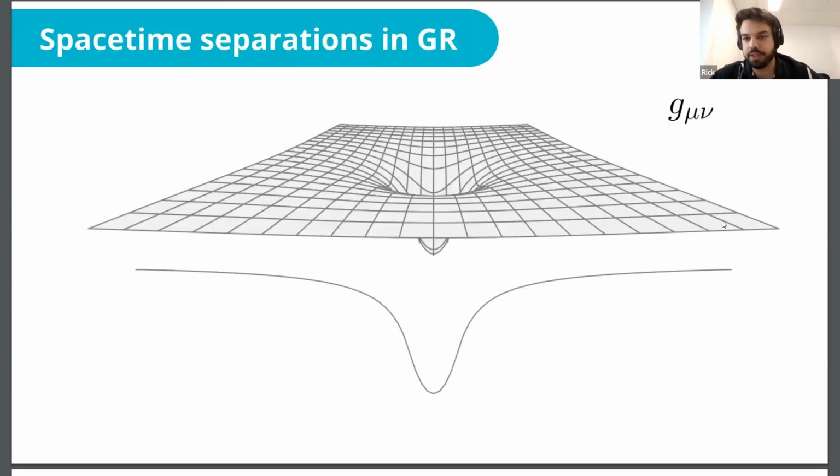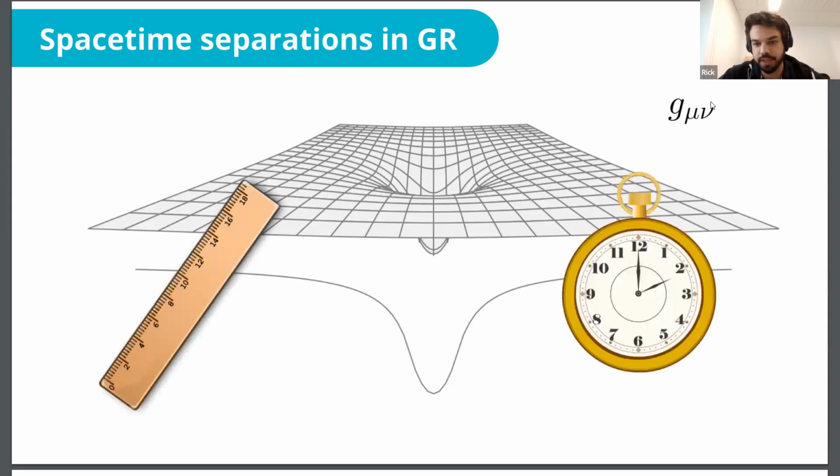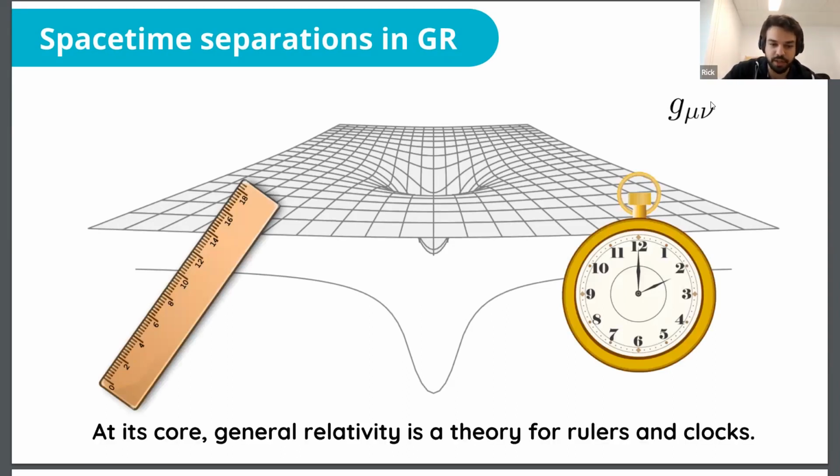So classical general relativity is essentially a theory for spacetime that formulates spacetimes in a 3+1 dimensional manifold with a Lorentzian metric G. And one of the most important things that you can do with this metric, I would argue, is to compute distances and time separations essentially in spacetime. So I'd like to say that at its core, general relativity is a theory for rulers and clocks. And this is one of the fundamental outputs of the theory, or the predictions of the theory.